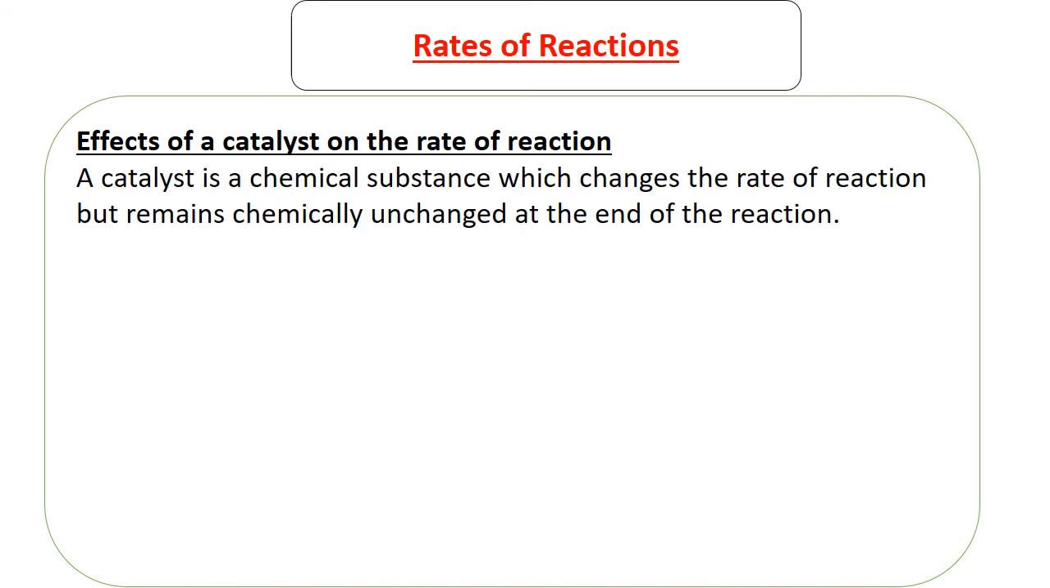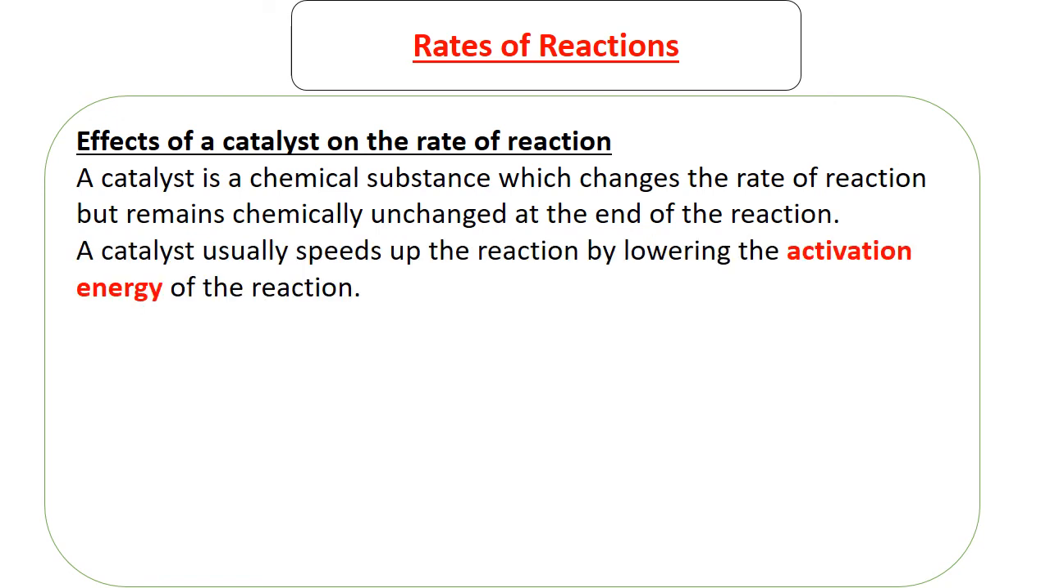Finally, we look at a catalyst. A catalyst is a chemical substance which changes the rate of reaction but remains chemically unchanged at the end of the reaction. So it will change the speed of a given reaction, but itself won't be changed. In short, it doesn't participate in the actual reaction, but it speeds up the reaction. A catalyst usually speeds up the reaction by lowering the activation energy of the reaction.